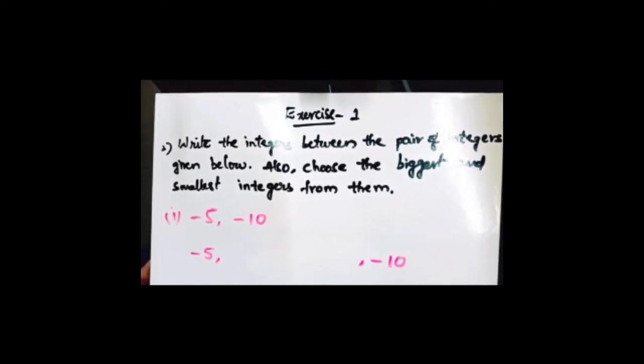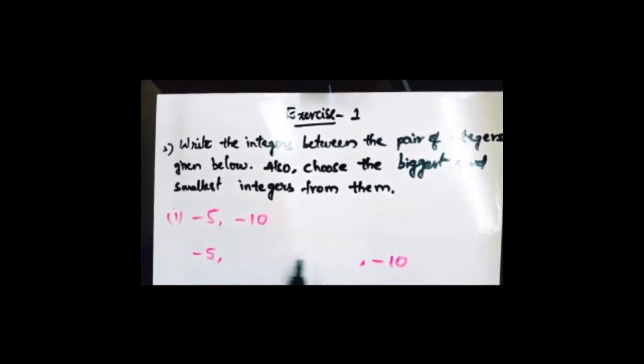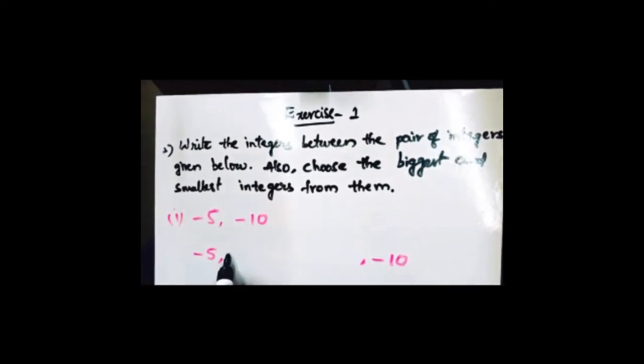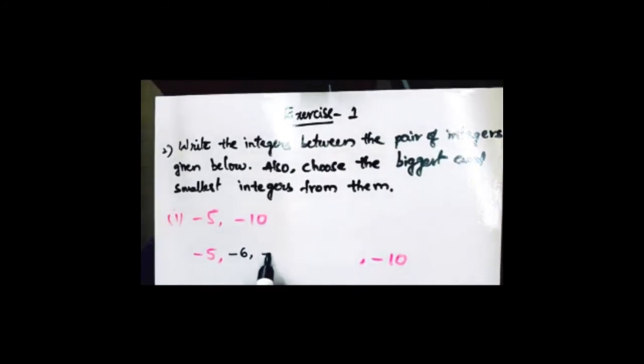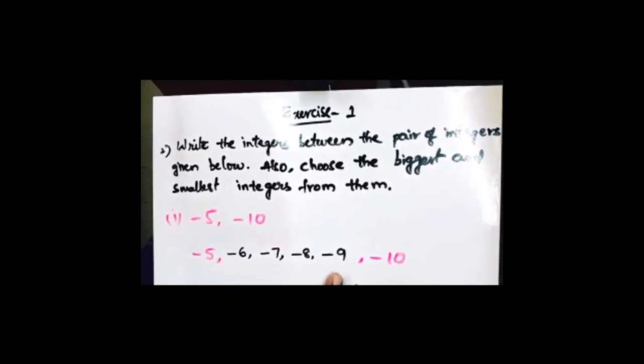Second question: write the integers between the pair of integers given below. Also choose the biggest and the smallest integer from them. Here the given question is -5, -10. So first of all we need to write the integers between these two given integers. Between -5 and -10 you will get -6, -7, -8 and -9. So from this list we need to pick the biggest and the smallest integer.